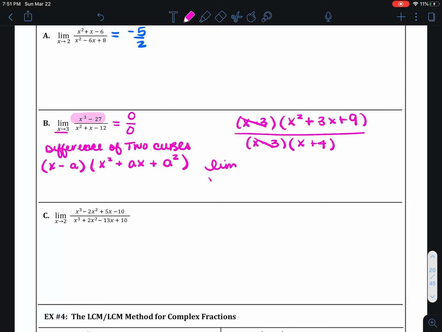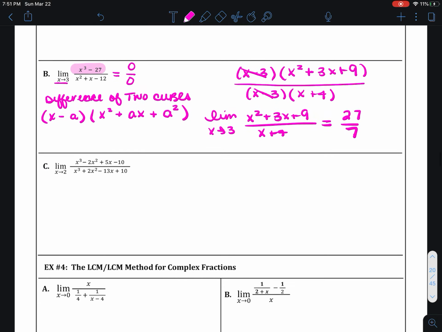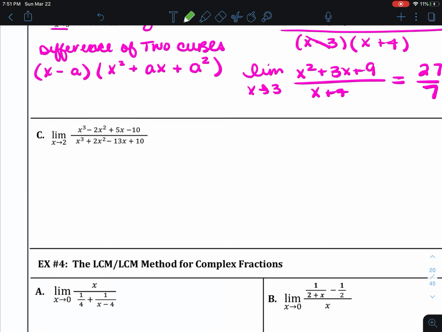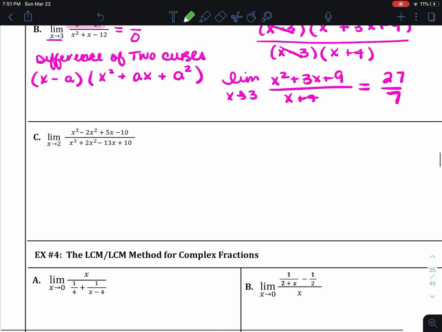So the limit as x approaches 3 of x squared plus 3x plus 9 over x plus 4 should give us 27 over 7. All right, and then the other example you were supposed to do was this limit problem. We're going to plug in. Again, you should certainly check my math, but I got 0 over 0, which means we need to factor.